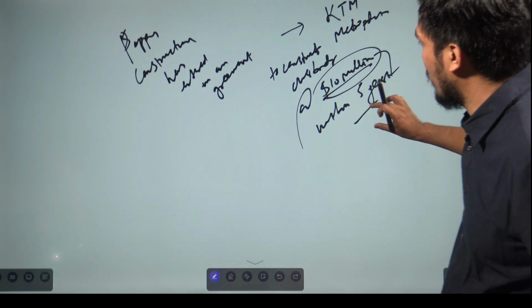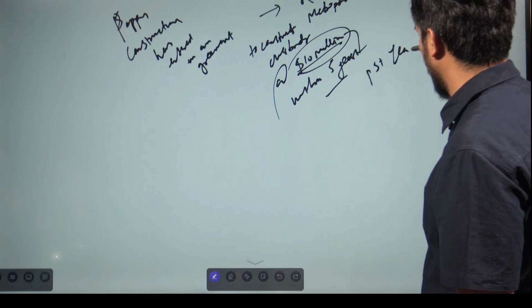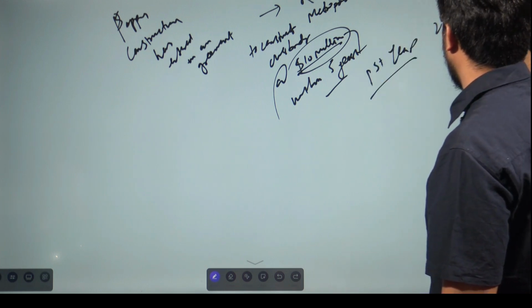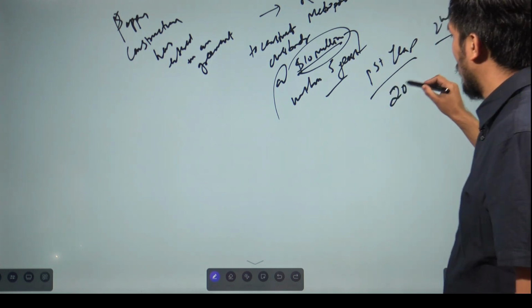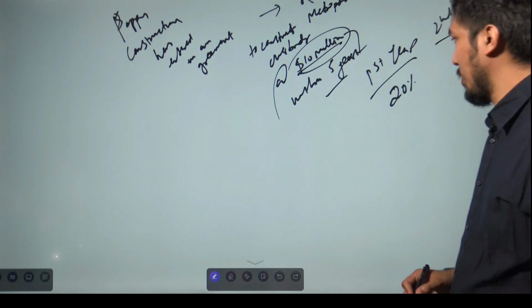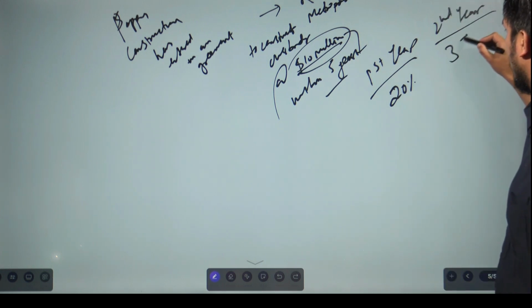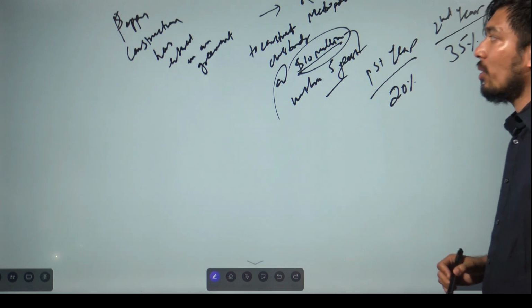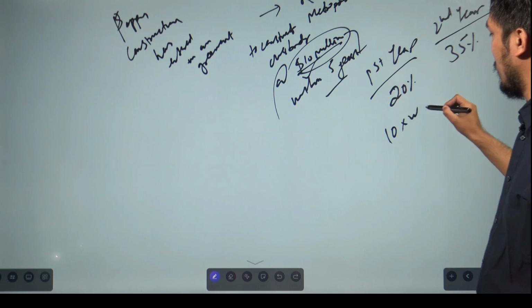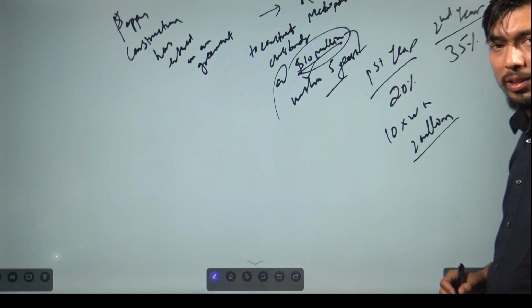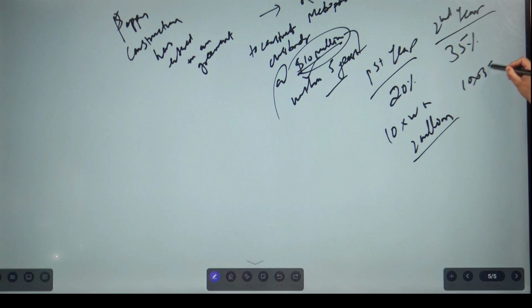And as per the output method, let's say the first year and second year. Let's say you have completed 20% till the end of the first year and 35% at the end of the second year. Then you can recognize the revenue 10 million into 20%, that is 2 million at the end of the first year, and 10 into 35%, that is 3.5 minus already recognized revenue, that is 2 million, 1.5 million at the end of the second year. That is the output method.